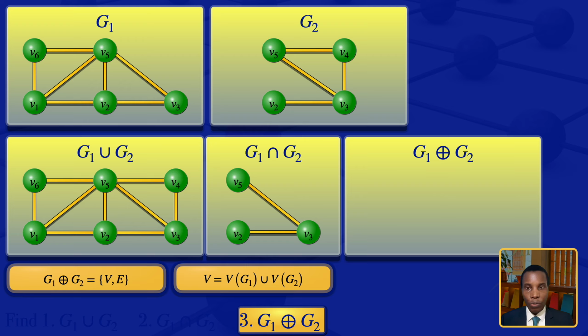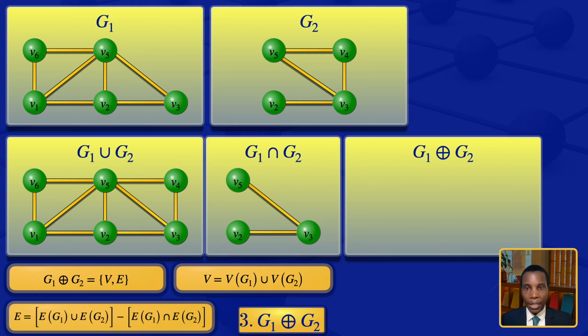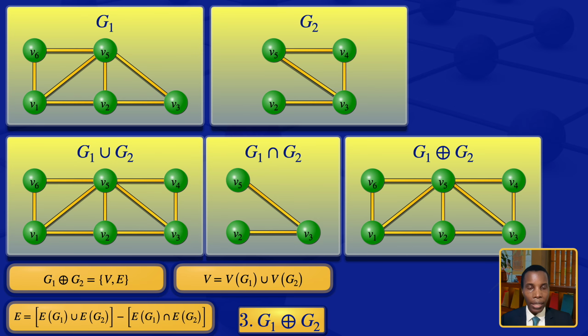For the set of edges there, it will be a set difference. So for the edges, it will be the edges in G1, union the edges in G2, then we remove the intersection of the edges in G1, intersection the edges in G2. So from the union, we remove the intersection of the edges. So what we'll do is I will replot this union here, because that is one which will give us our ring sum. So we have our union here.